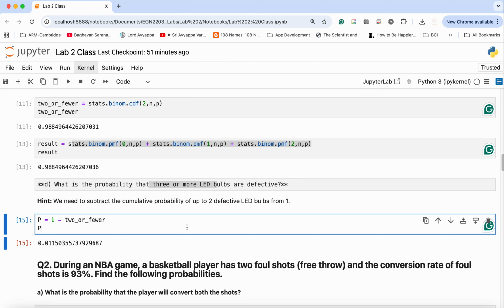I hope you understand how to use and when to use PMF, when to use CDF, and solve this kind of statistics based questions.